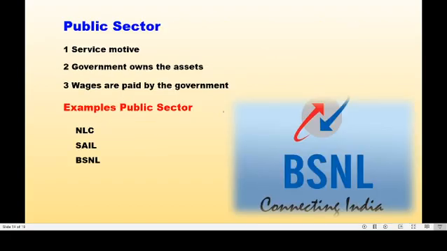As you all know, the main motive of the public sector is a service motive, and all the assets are owned by the government, and the wages to the employees are paid by the government. Let's take examples like NLC, Neyveli Lignite Corporation, SAIL, Steel Authority of India Limited, and BHEL, Bharat Heavy Electricals Limited, and there are many companies like BEL. All these are public sector, where the main intention and motive is a service motive, and all the assets are owned by the government and the wages are paid by the government.